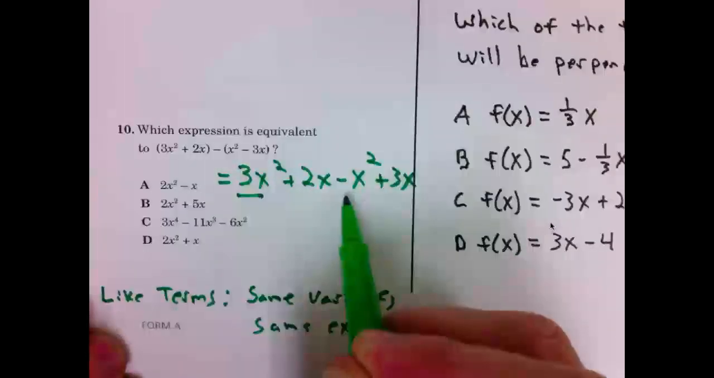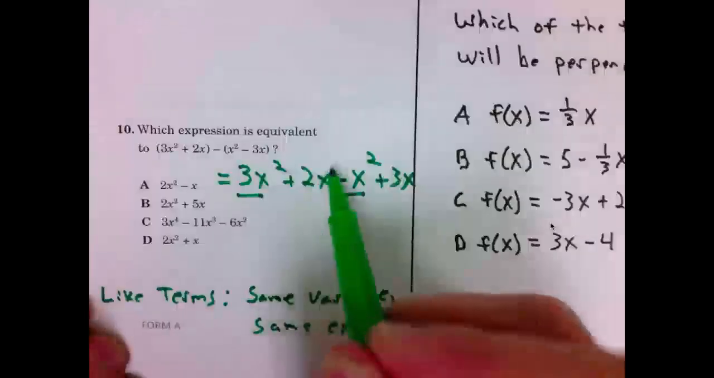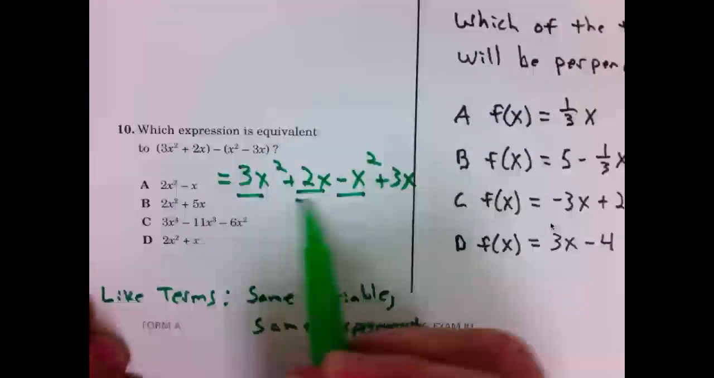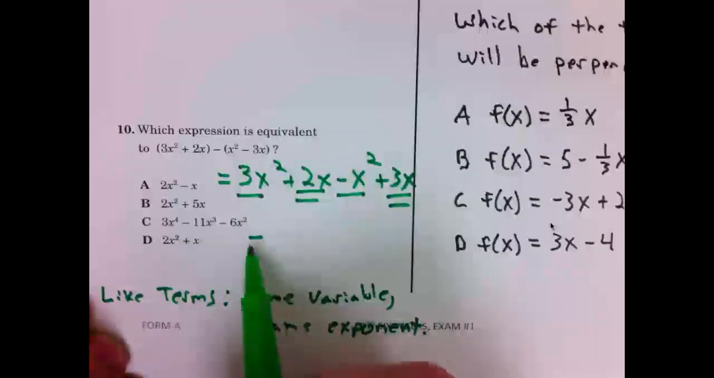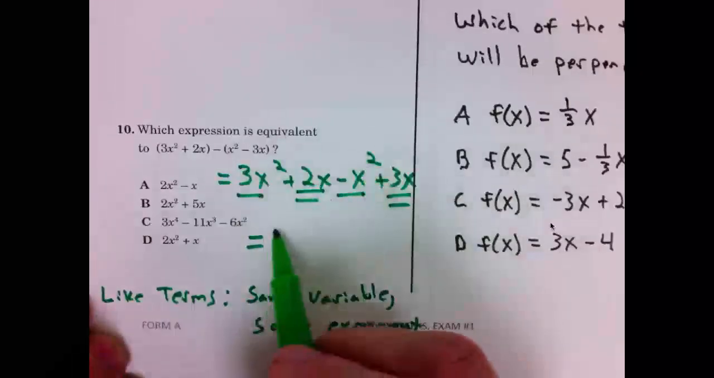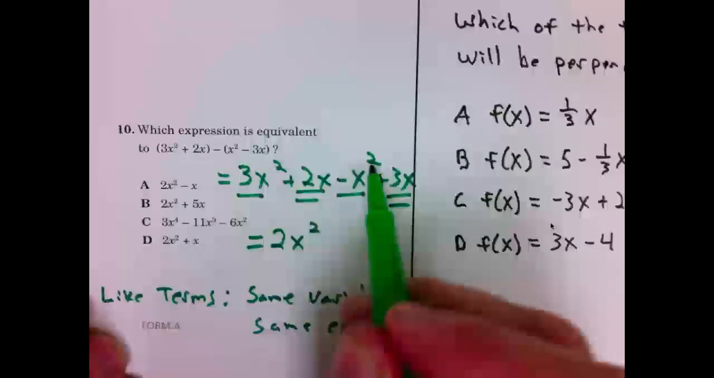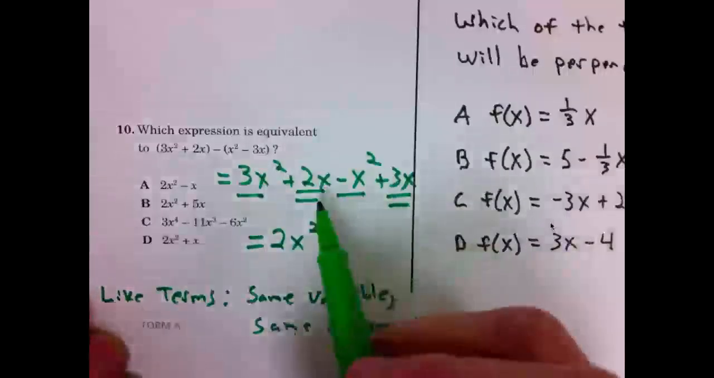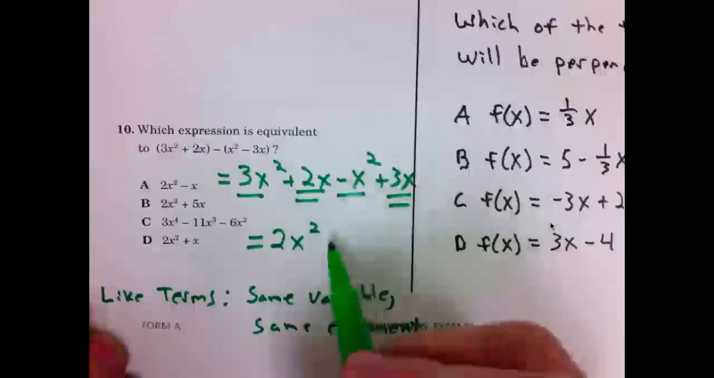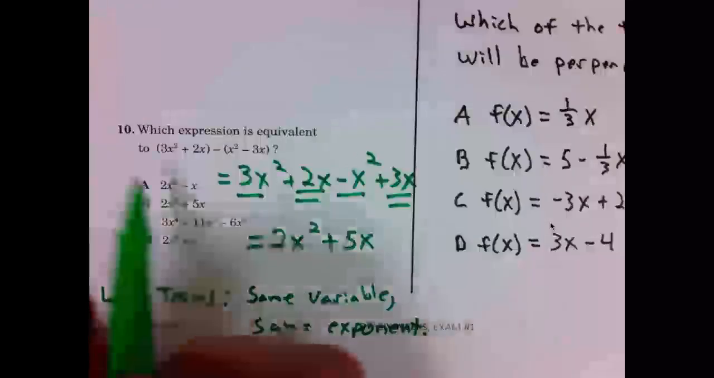3x squared is like negative 1x squared. Also, x to the first is like x to the first. 2x is like 3x. I can now combine. 3x squared minus 1x squared is 2x squared. It has to be the same, and it stays the same. 2x plus 3x is 5x. The correct answer on number 10 is B.